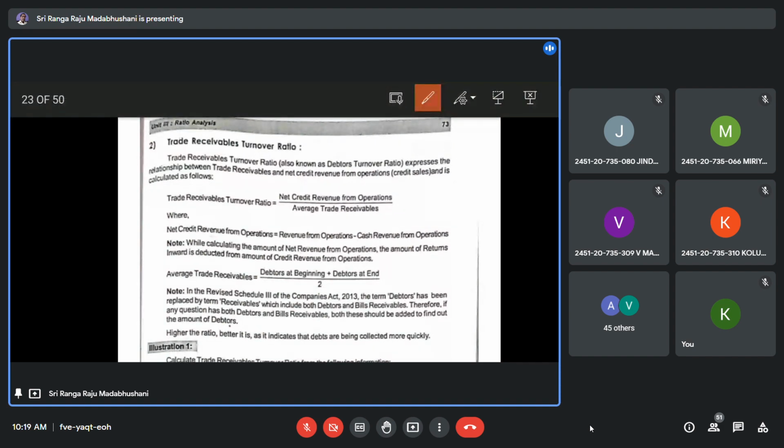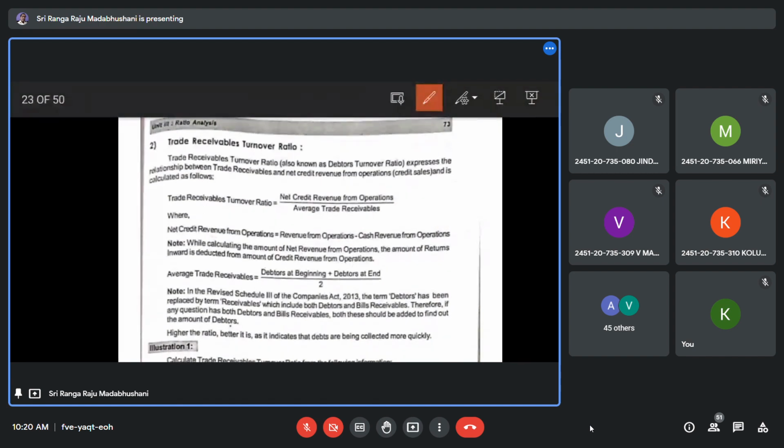Then net credit revenue from operation. So from here, how much we sold on credit. So what is the intention of this? How many times we sold on credit and realized that amount and again we sold. So the turnover of credit sales, where in case of turnover of total sales we had seen there in inventory turnover ratio. Here we are going to see the credit sales, how many times we did during that year.